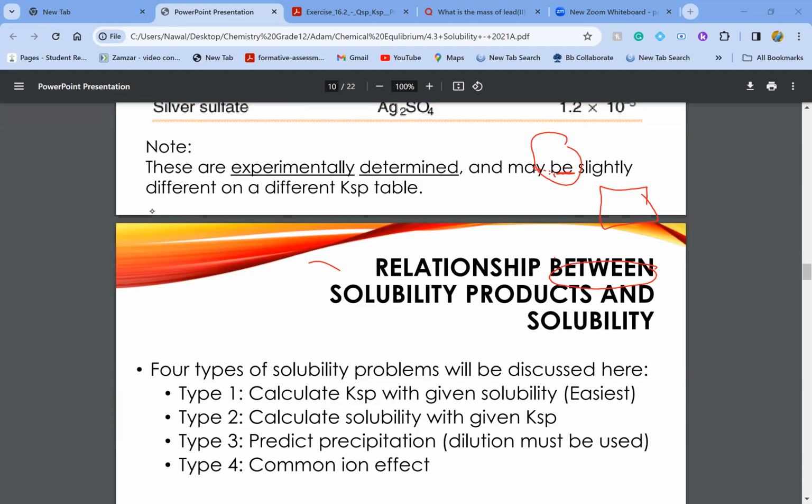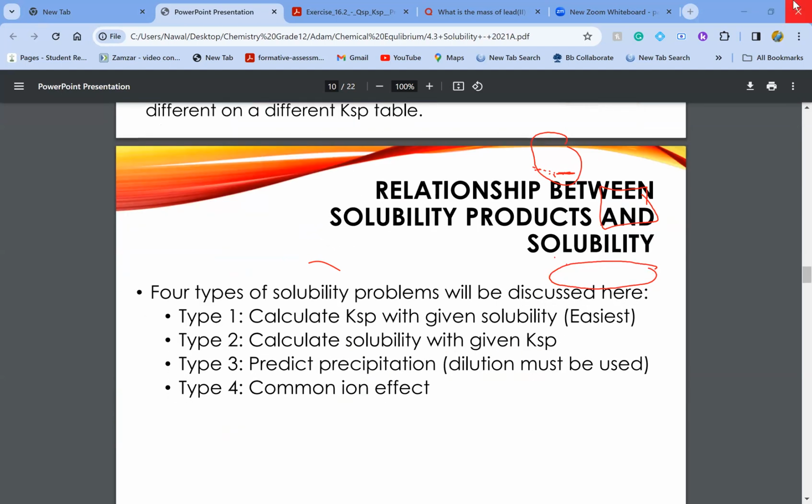The page, what we are going to study, is very important. Hopefully we will cover some of it today. We will calculate Ksp if the solubility is given, and this is the easy and direct one. Ksp equals this product times this product. Then, calculate the solubility if the Ksp is given.